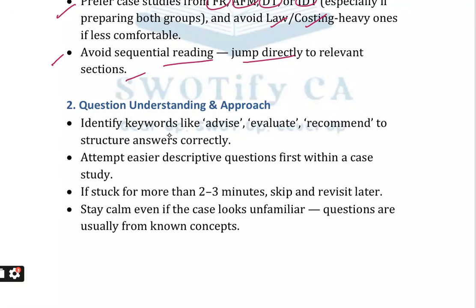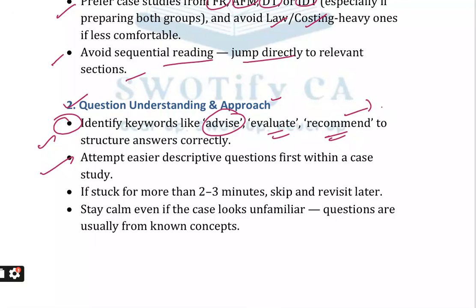Now, the very important area, question understanding and approach. First of all, when you read a case study, try to understand the question. Try to understand what they have asked for. If they ask you to advise, please advise what you have to do. Evaluate, then evaluate. Recommend, you have to recommend something. Do this, do that. This is not correct. This is correct. You have to do like that. So structure your answer correctly. They will give a mark for this. At least 1 or 2 marks will be allocated for this part.